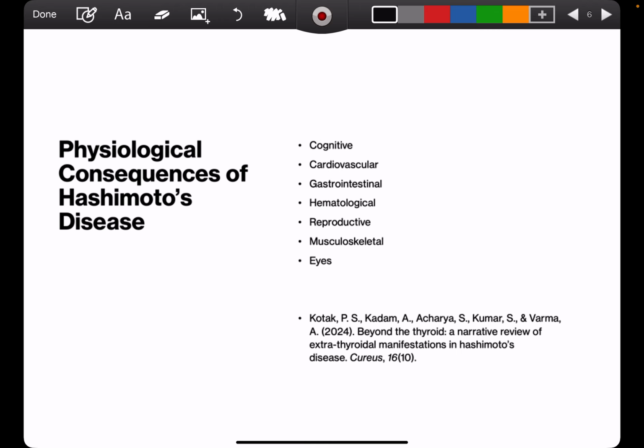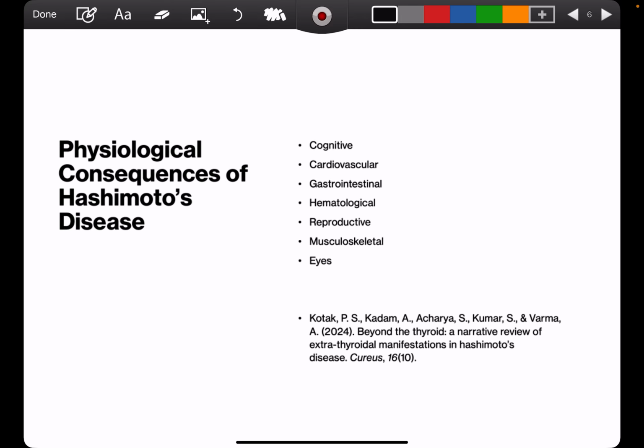So, some physiological consequences of Hashimoto's disease. All the information for this comes from Kotak et al. For cognitive impairments, there are memory issues, attention issues, executive function issues, and mood disorders. Kotak mentions a positive correlation between thyroid function and mental health.